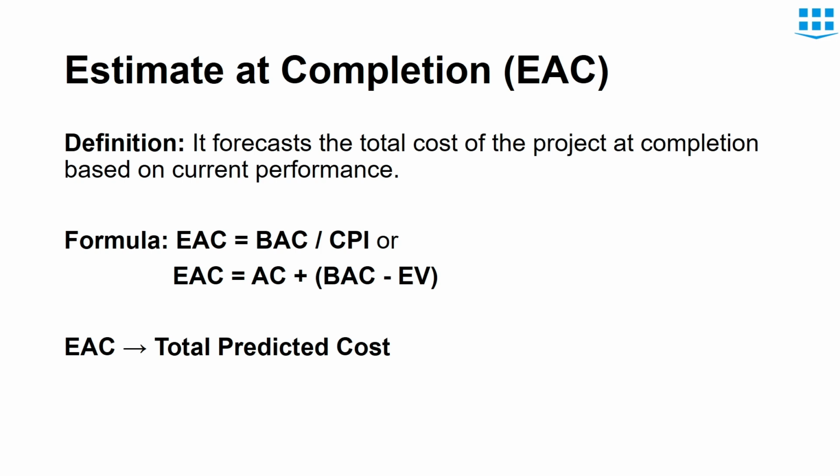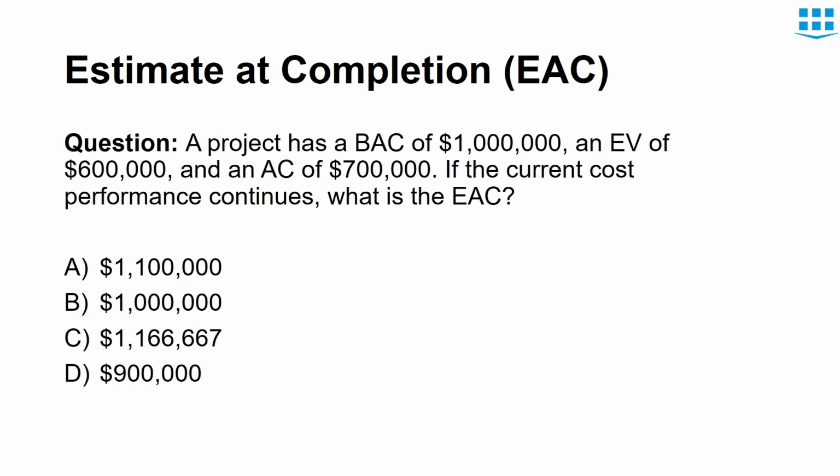In this case, EAC helps us to determine whether the project would require additional budget, or what would be the total budget of the project at the time of completion. So this formula helps us to predict the cost of the total project. Here in this example, we can see that the BAC is $1 million, EV is $600,000, and AC is $700,000. If the current cost performance continues, what is the EAC?